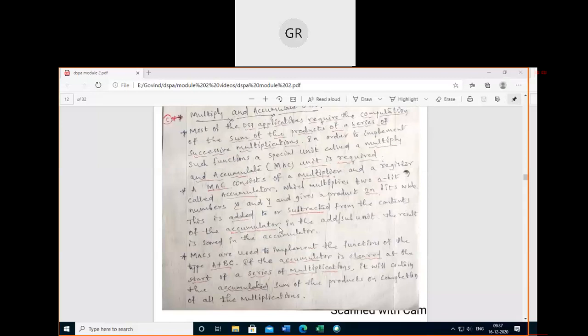A MAC consists of a multiplier and a register called accumulator, which multiplies two n-bit numbers x and y and gives a product 2n bits wide. This is added to or subtracted from the contents of the accumulator in the add/subtract unit. The result is saved in the accumulator.